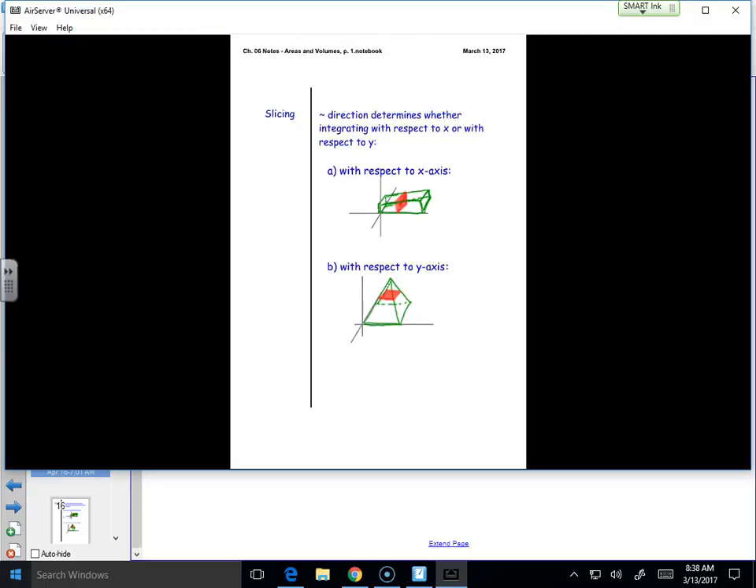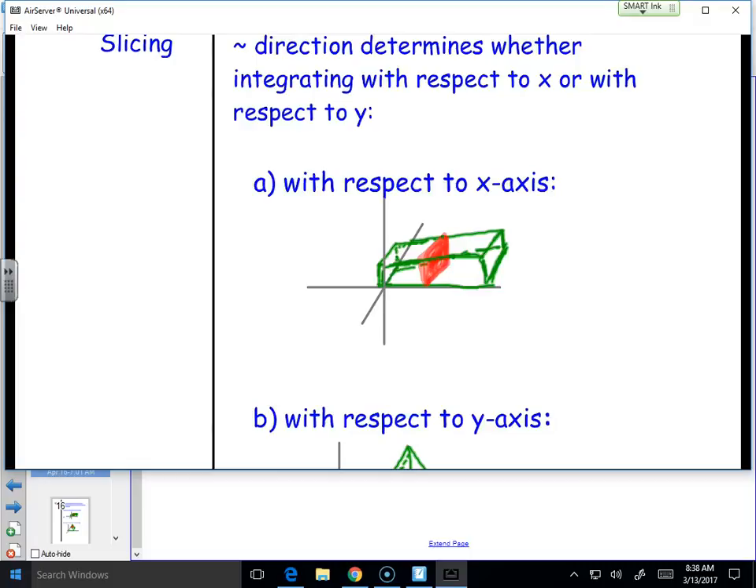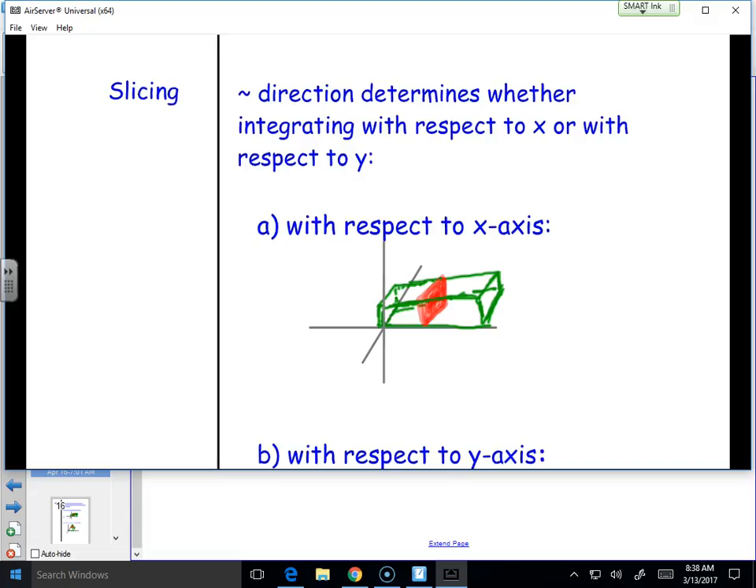So let's go ahead and get some actual solid stuff down. First of all, before I give you the formulas, slicing, slices, cross-sections. The orientation of the slices determines whether we integrate with respect to x or with respect to y. So as you can tell, now we're dealing with the third dimension. So we have an x-axis, we have a y-axis, and we have a z-axis.